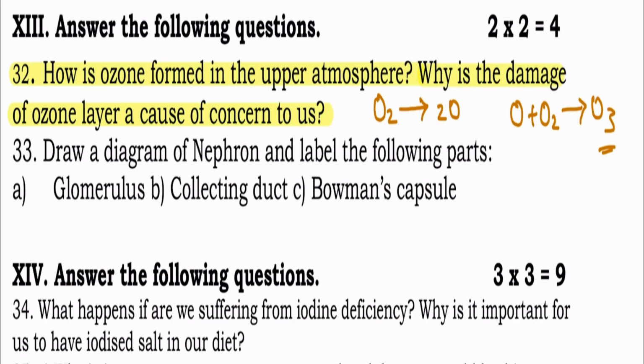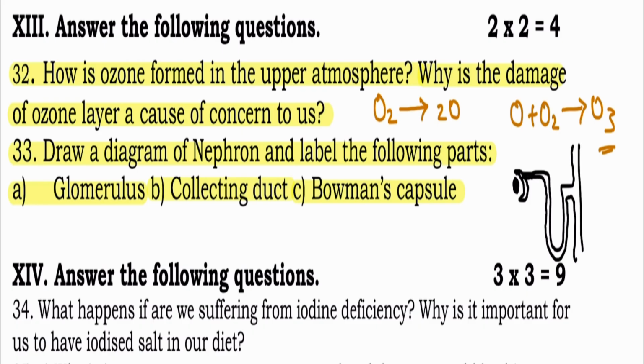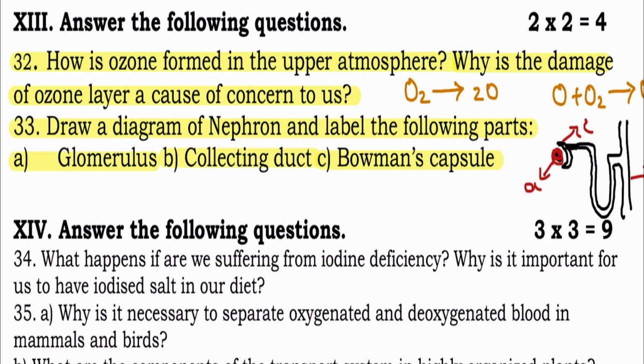Next question is, draw a diagram of a nephron and label the following parts. A. Glomerulus. B. Collecting duct. C. Bowman's capsule. Okay, I will not draw cleanly, but I will show you here. This red part is glomerulus, this part is Bowman's capsule, and this part is collecting duct. Okay, let's go to the next question.